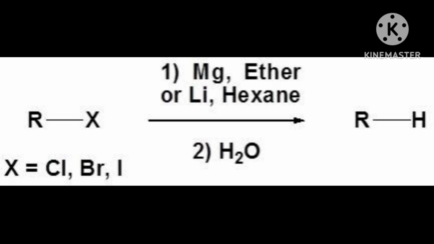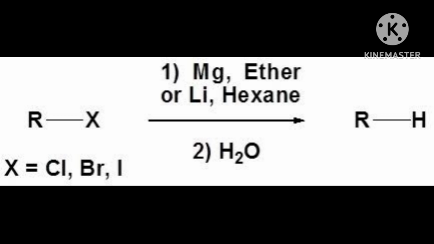Most organic chlorides, bromides, iodides react with certain metals to give compounds containing carbon-metal bonds. Such compounds are known as organometallic compounds, because here the reaction is going to take place between organic compounds and metals. That's why a bond will be formed between carbon and metal, and such types of compounds are known as organometallic compounds.